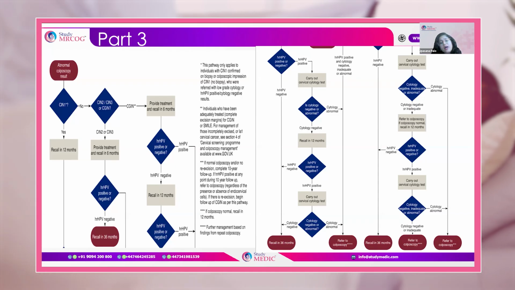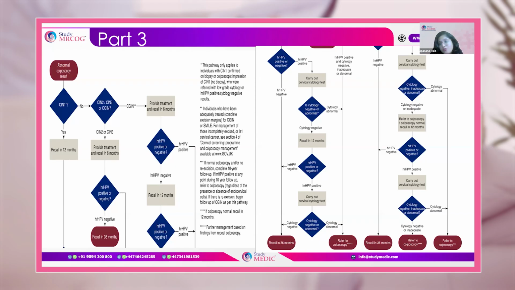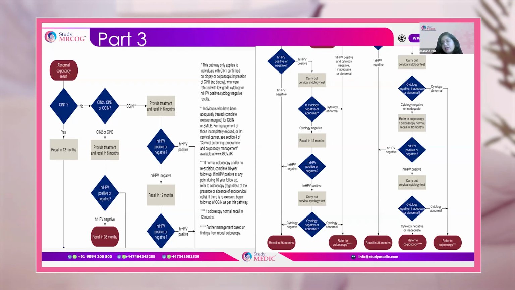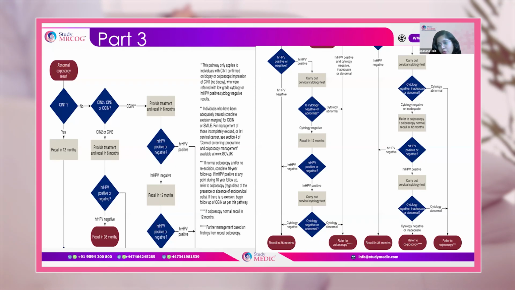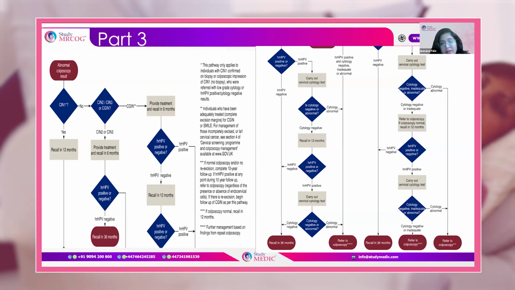That is the high risk HPV. So high risk HPV, in case it is positive, then you have to do the cytology, and accordingly you will follow the part 1 protocol. And in case it is negative, then you need to recall in 12 months.